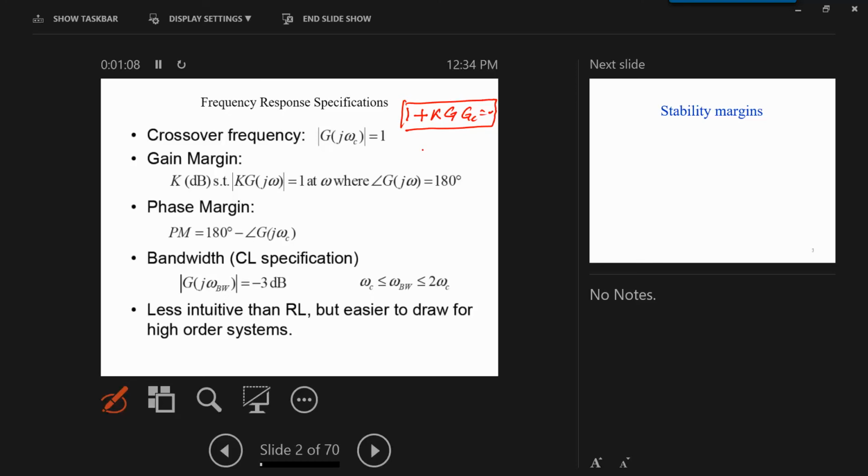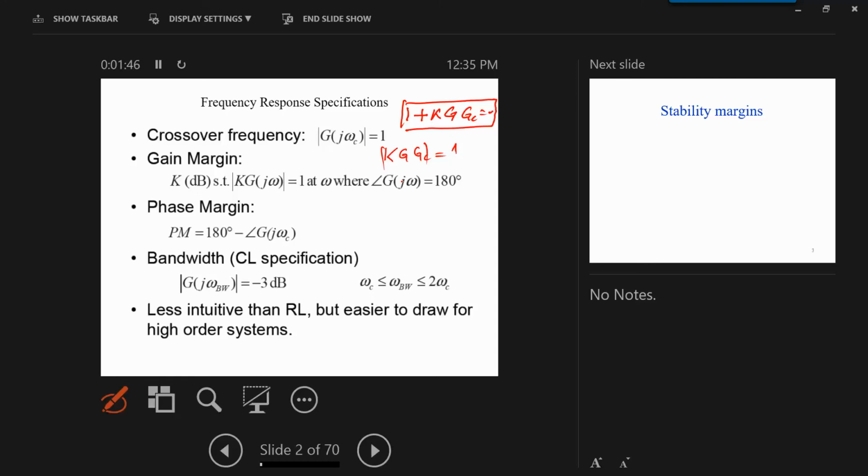And when we are talking about the control specifications, phase margin and gain margin, it is related to this. Now, the crossover frequency is the frequency at which the magnitude equals 1. Here we are talking about the magnitude of K G Gc equal to 1. This is the magnitude, and the corresponding frequency at which this magnitude equals 1, we call it the crossover frequency.